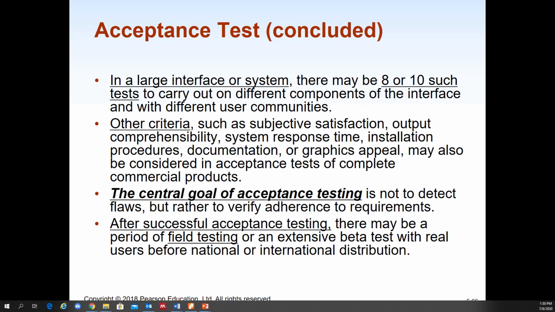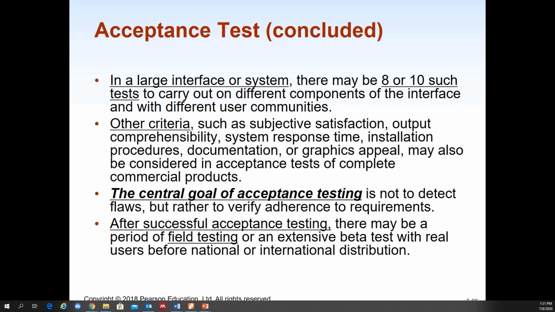Other criteria that can be tested for acceptance are subjective satisfaction, as we said, output comprehensibility, system response time, installation procedures, documentation, graphic appeal, and so on. They are also considered in acceptance tests for commercial products and others. So the central goal of acceptance testing is not to detect flaws, but rather to verify adherence to requirements.